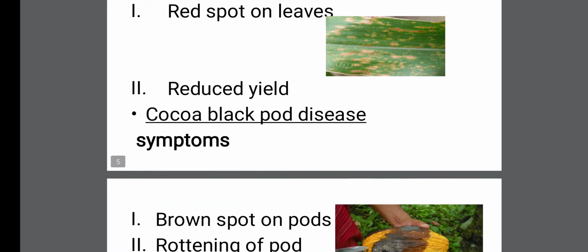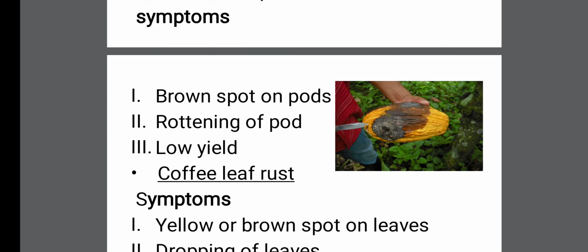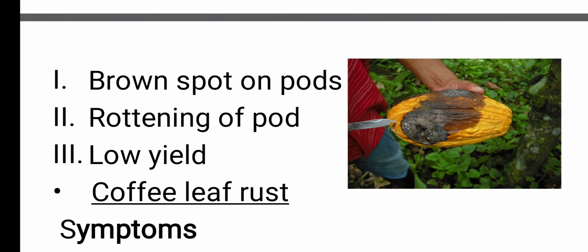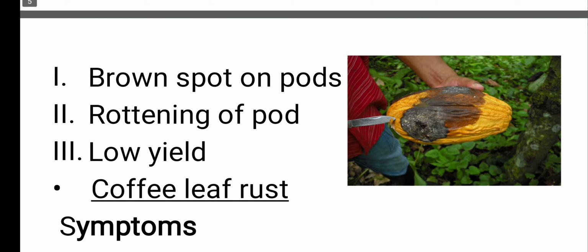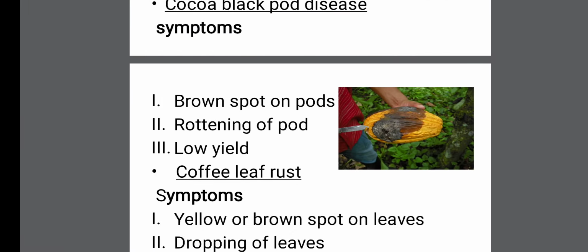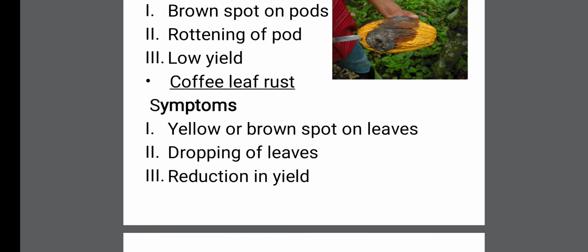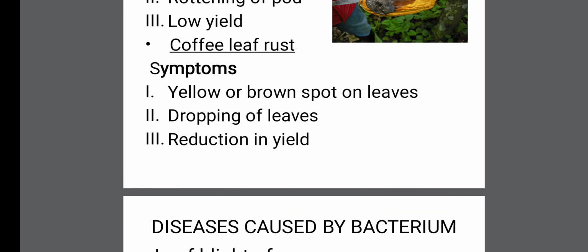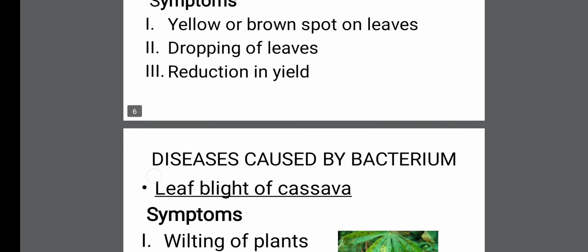Cocoa black pod disease. Symptoms: brown spots on the pod. The cocoa pods also begin to rot and there is low yield. Coffee leaf rust. Symptoms: yellow or brown spots on leaves, dropping of leaves, reduction in yield.